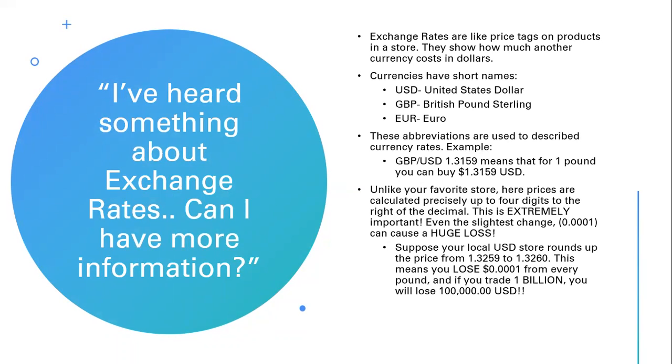Currencies have short names, like the US dollar is USD, the British pound sterling is the GBP, and the euro, of course, is the EUR. These abbreviations are used to describe currency rates. For example, GBP USD 1.3159 means that for 1 pound, you can buy $1.3159 in the United States dollar.